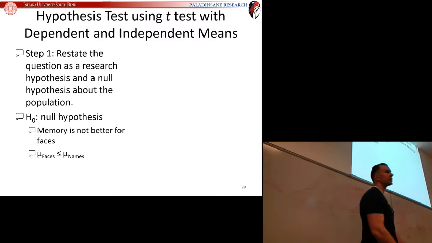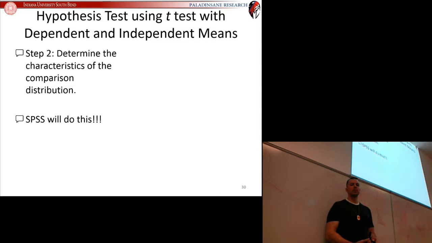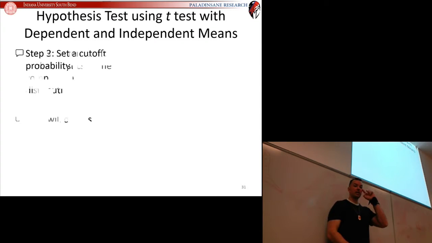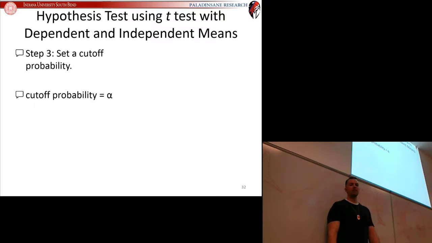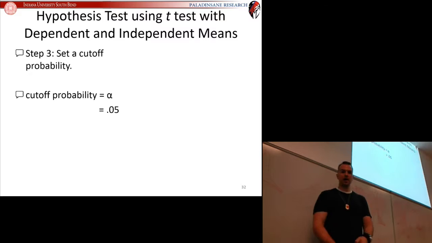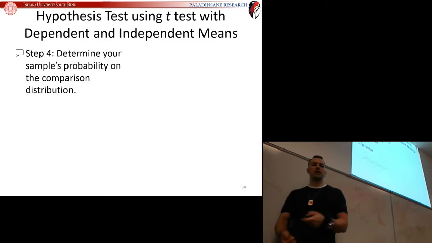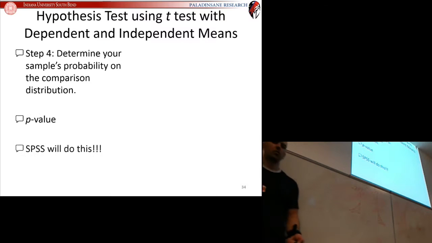Step 2, determine the characteristics of the comparison distribution. SPSS is going to do this for us. Step 3, set a cutoff probability. We have a one-tail test with a cutoff probability of alpha, so it is a one-tail test with an alpha of 0.05. So our cutoff probability is 0.05. Then we need to determine our sample score on the comparison distribution. We are changing this to determining your sample's probability on the comparison distribution. That's the p-value, and SPSS will do that as well.